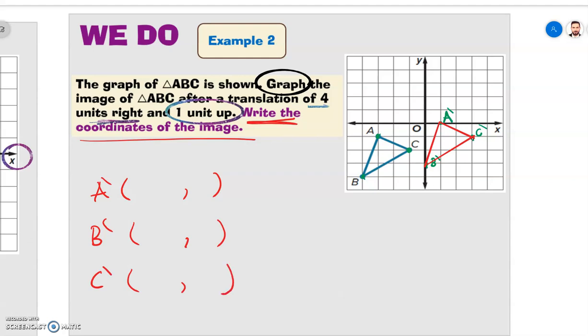A dash is located 1 right, but 0 movement up and down. So 1 right, 0 movement up and down. This is X and this is Y, remember. B dash is located 1, 2, 3 down, negative 3 down, but 0 movement right or left. Correct? Because X is responsible for right or left, Y is responsible for up and down. C dash is 1, 2, 3 right and 1 down. 3 right and 1 down.